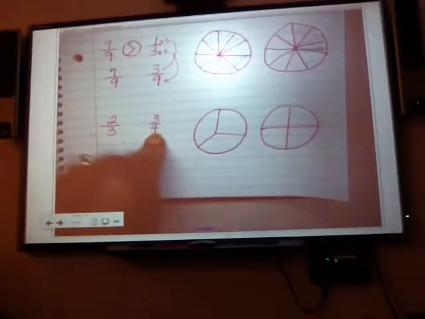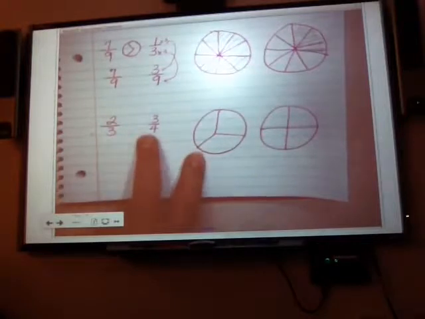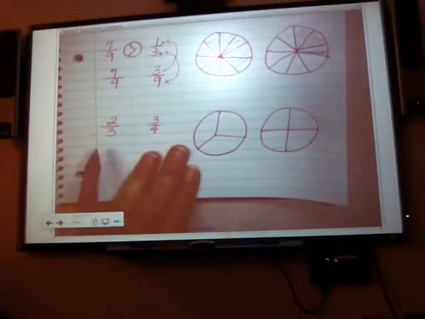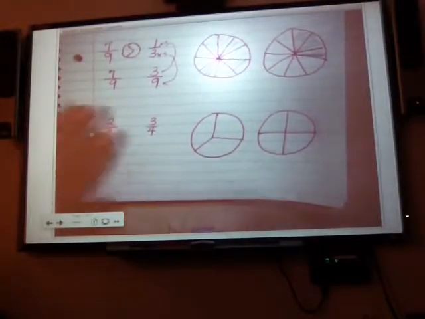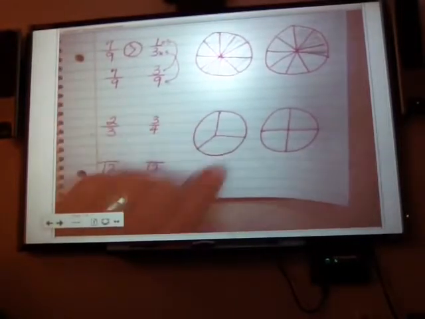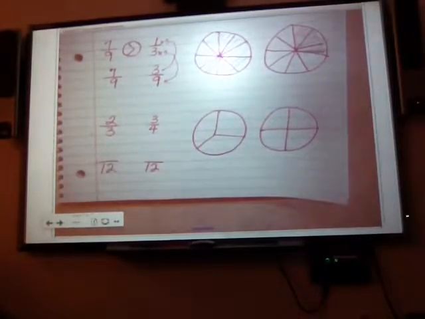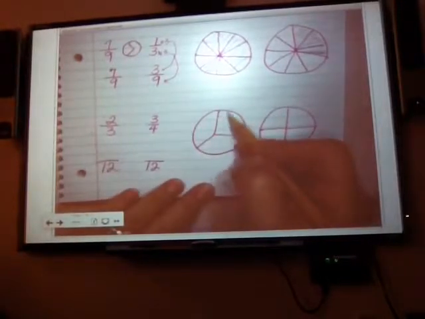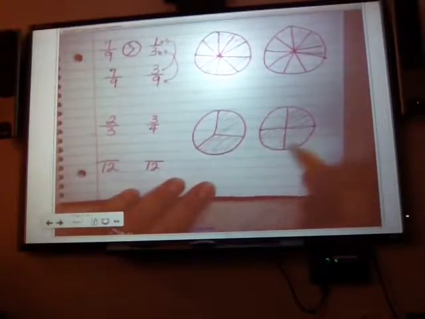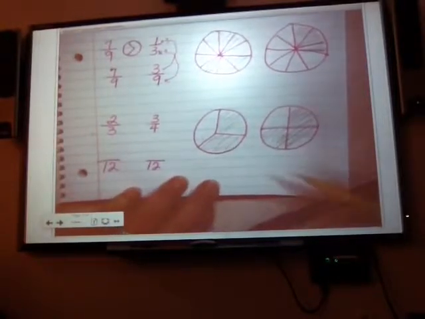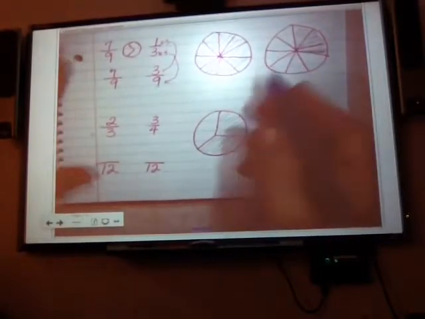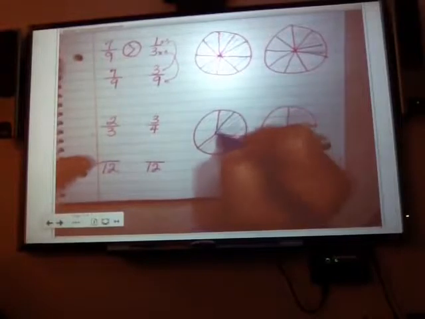So 4 times 1 is 4. 4 times 2 is 8. Can a 3 make an 8? No. What's 4 times 3? 12. Can a 3 make a 12? Yes. So that means that both of them, excellent job, ladies and gentlemen, both of these now can be made into 12s. So let me originally color my 2/3 and then my 3/4. Okay? So what would I separate my thirds into? How many times would I make my thirds? 4. Good.